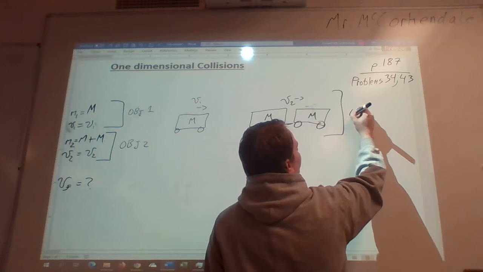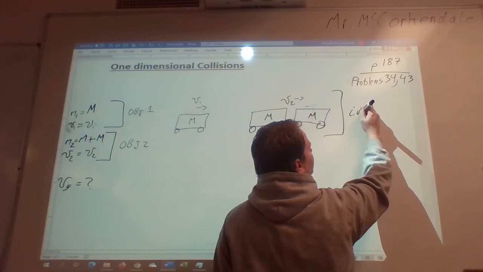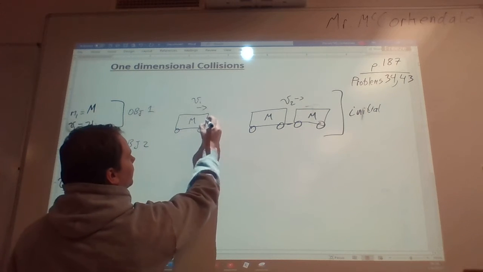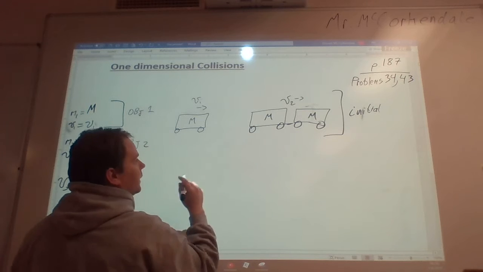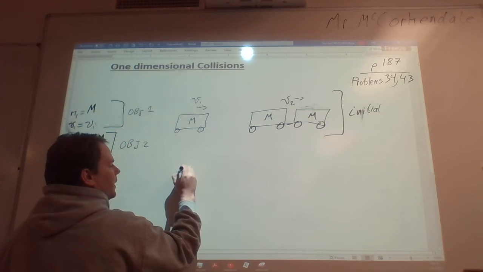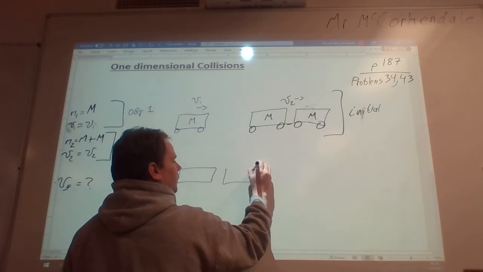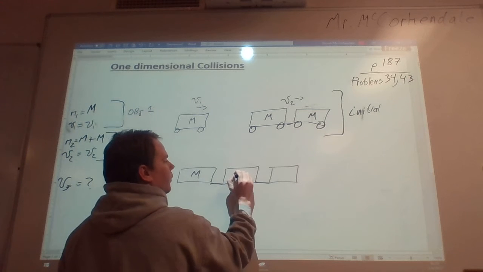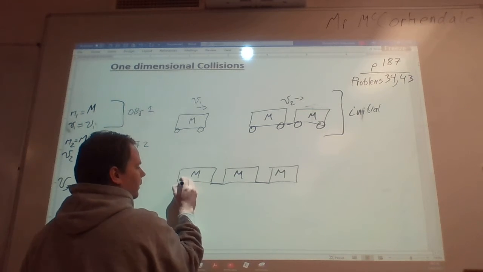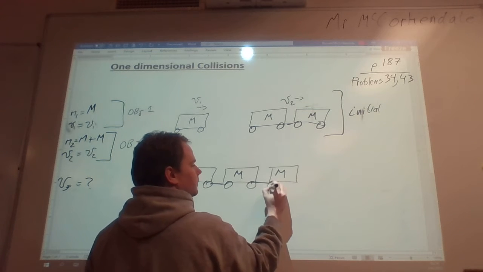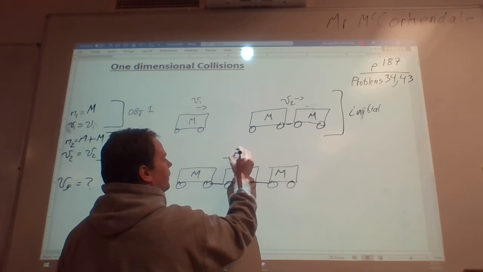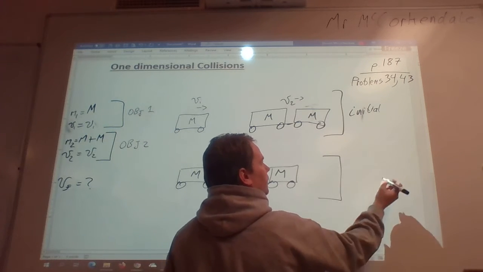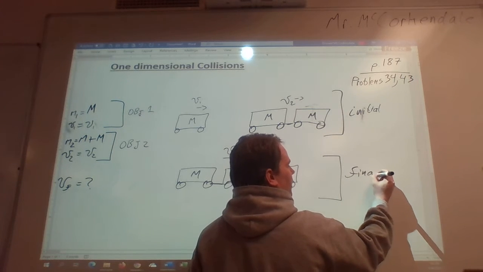So this is initial. Final, what happens is this car collides with these and then couples with them. So now we have three cars all linked together and all traveling together with some velocity VF. And that's going to be our final.